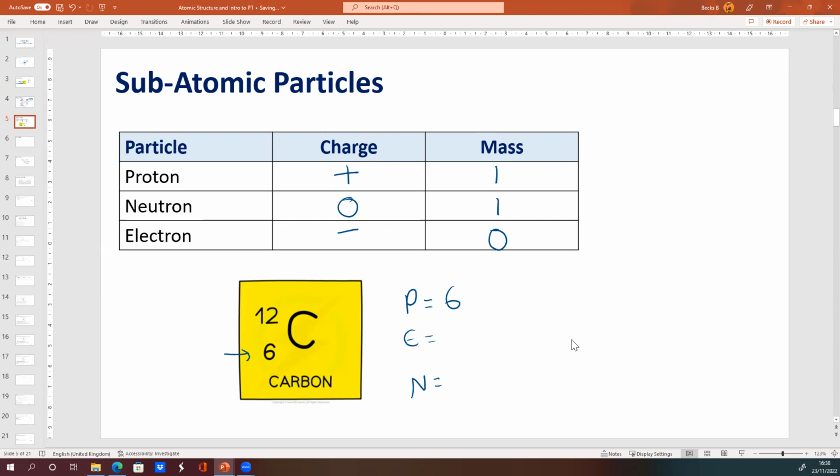That means it must have 6 positive charges, and atoms are neutrally charged. So therefore it's going to have 6 negatives to balance that out. It's also got 6 electrons. And this top number, the mass number, tells us how many protons and neutrons, because these are the 2 particles that have mass. So we know that we've got 6 protons because we're looking at that bottom number. So if we do the 12 minus the 6, we know we've got 6 neutrons. So therefore we can work out how many protons, neutrons, and electrons there are.